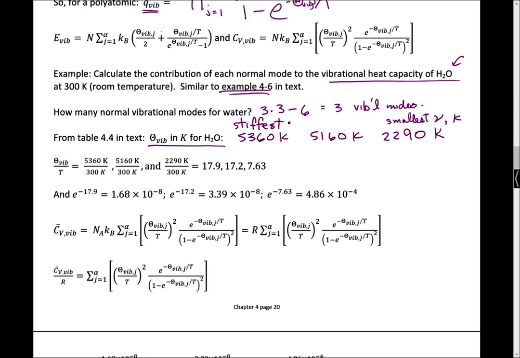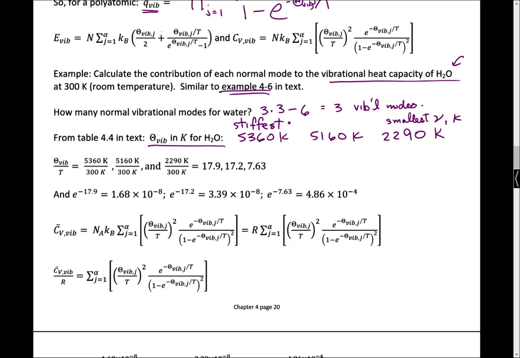Okay? All right, now we know that we're going to calculate 3 different contributions to heat capacity, one for this mode, and this mode. And we look at the overall calculation. We've got the vibrational temperature, in reference to the temperature that we're interested in. We're looking at room temperature, so I've chosen to calculate 5360 over 300, 5160 over 300, 2290 over 300, right? So this gives me these 3 terms, right? Each of those will get plugged into the separate entry for the heat capacity contribution. That's what we've got down here. I've just done a little bit of arithmetic and rearranged it so it's going to be referenced to R.